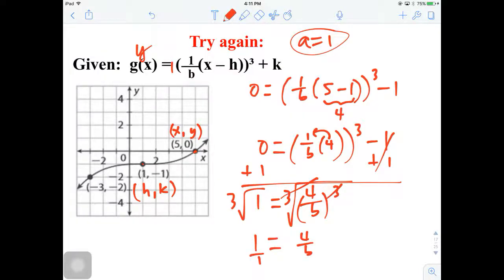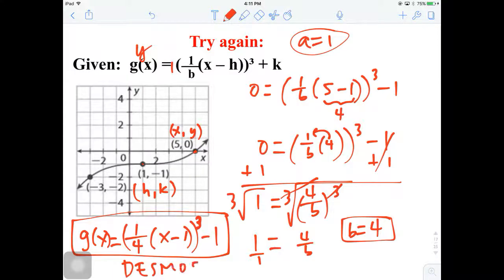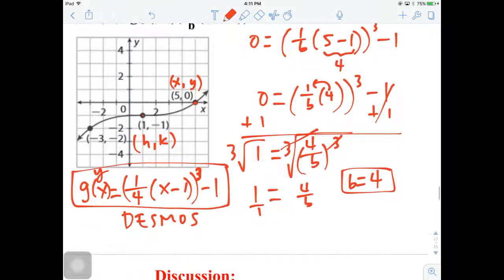Again, put a 1 underneath, cross multiply. So we got b equals 4. And now we have the equation g of x equals 1 over 4 times x minus 1 cubed minus 1. And this is the equation that generated the graph that is given. So I need you to again verify this with Desmos and make sure that it is the same graph when you enter it. Again, use y instead of g of x. And there it is, the end of the lesson.